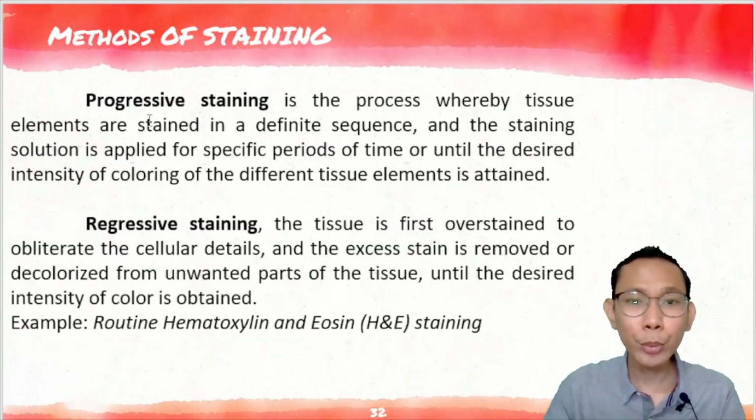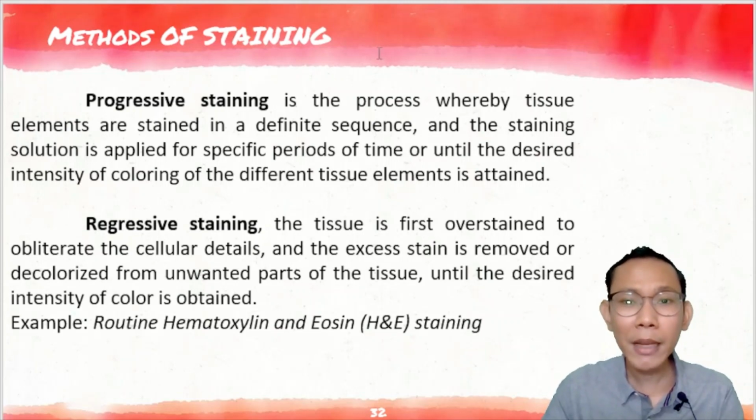Let's proceed with your progressive staining. So progressive staining is the process whereby your tissue elements are stained in a definite sequence. So meaning, meron talagang sequence na dapat sinusunod. And the staining solution is applied for a specific period of time or until the desired intensity of coloring of the different tissue element is attained. So that's your progressive staining.